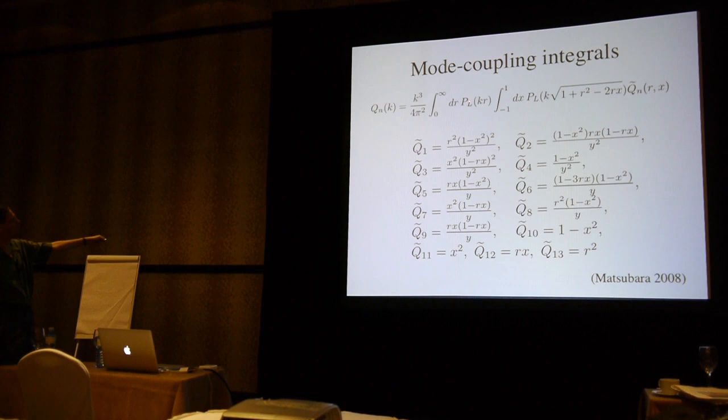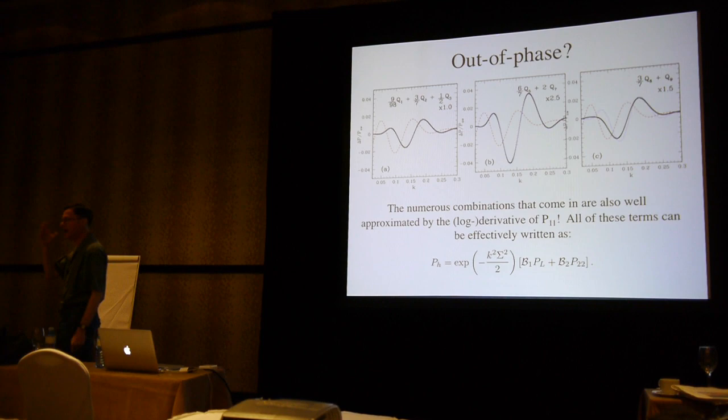They're all of the form integral of P times integral of P times some coupling kernel, and all of the coupling kernels are written out here. As you can see, there's 13 of them. Most of them are fairly benign, but some of them do interesting things. And if you ask what those combinations that I showed you in those previous expressions look like, well, there's one that's 9/98 Q1 plus 3/7 Q2. This is my favorite prefactor, 9/98, isn't that great?